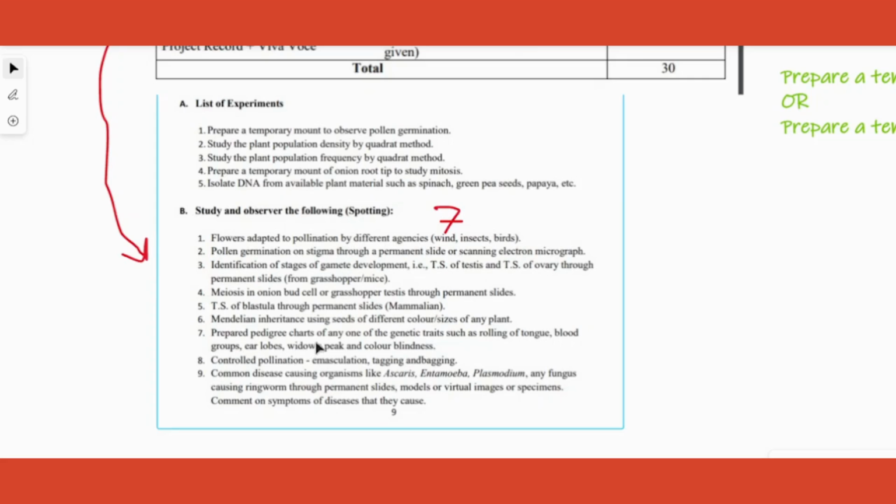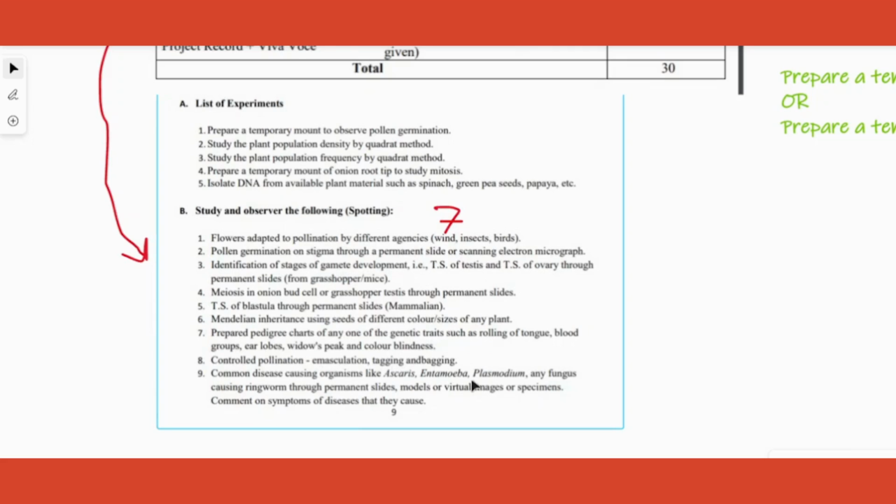Next one is pedigree chart. Usually they put up tongue rolling itself normally, but we can't say. So again, for that also, I'm planning to make another video on how to easily identify pedigree charts if you're given a set of different pedigree charts. So let's see there.